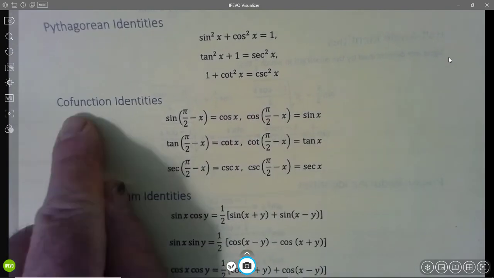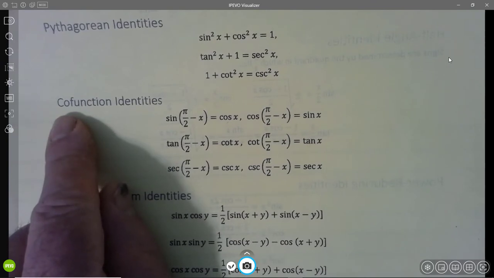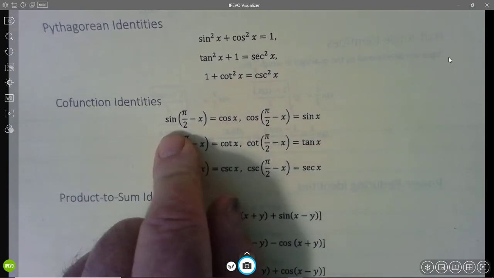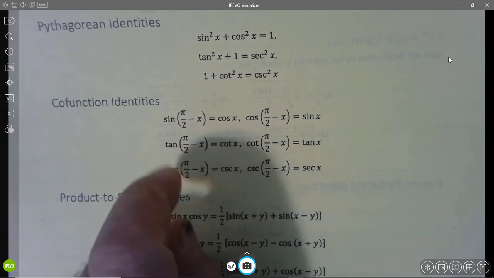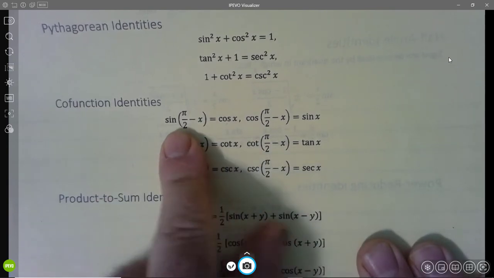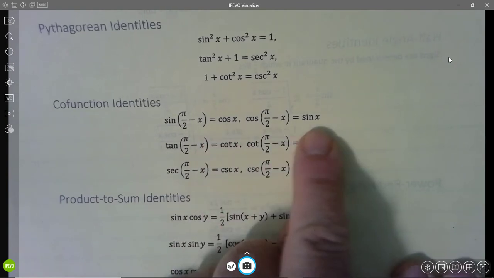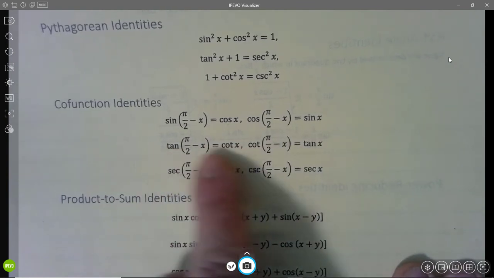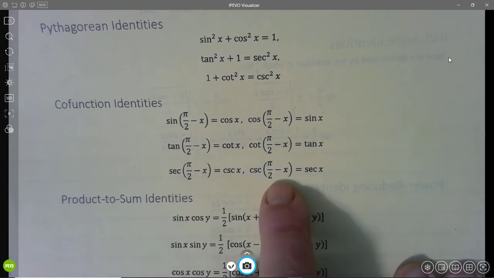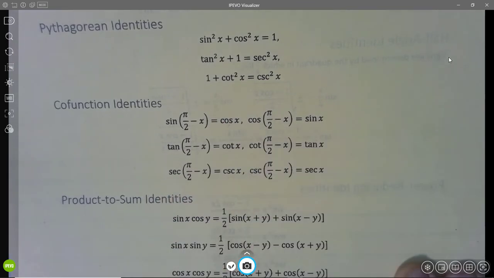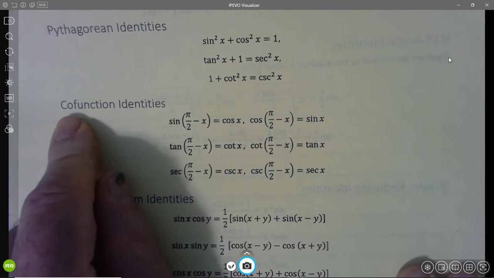I'd like to explain why these are called the cofunction identities. I'd like to draw in pictures and show you it's actually not that deep. You'll believe that these are true once you see what they're saying. But notice this: sine, cosine, tangent and cotangent, secant and cosecant, it's always the cofunctions that are connected by means of these identities. So that's one explanation of why they're called the cofunction identities.